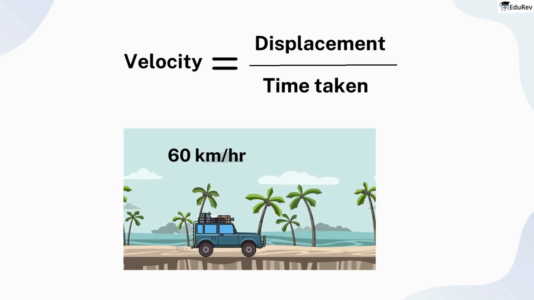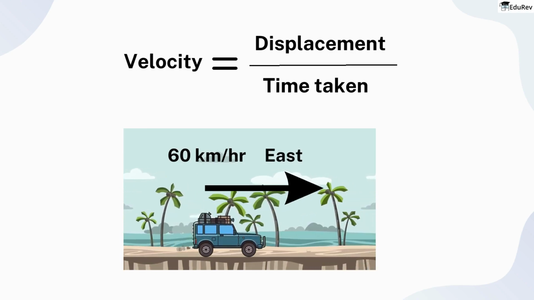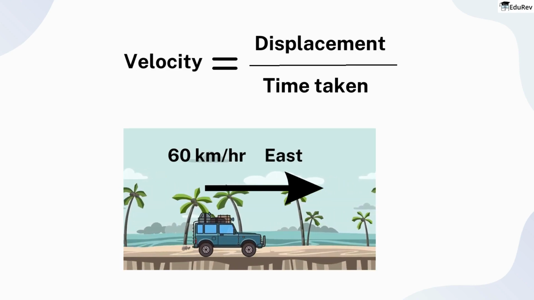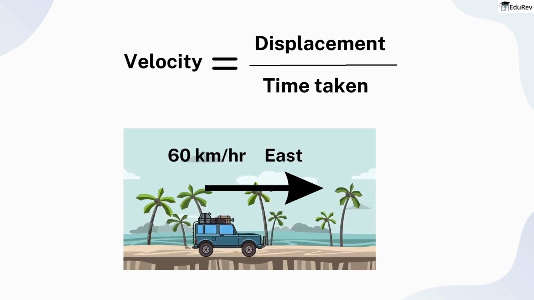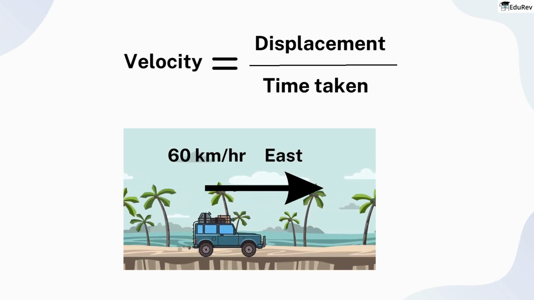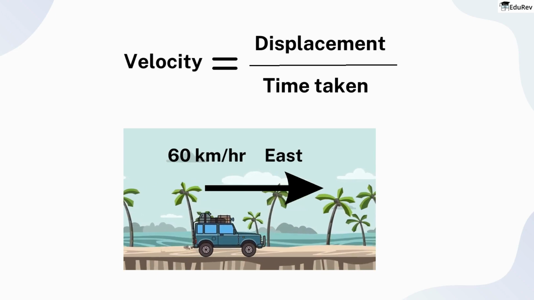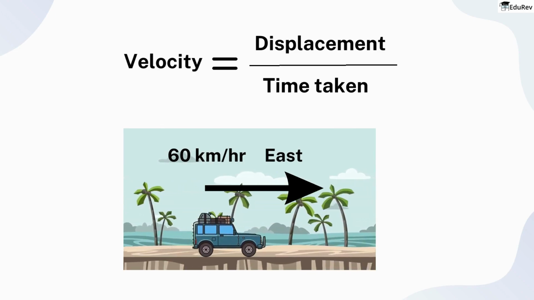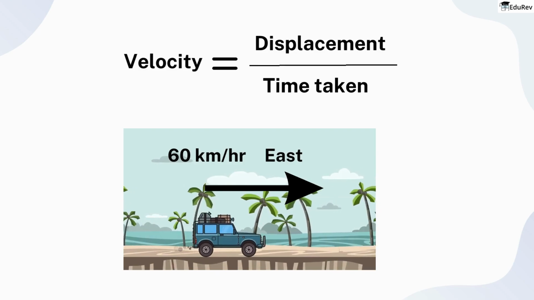Example: now, let's consider the same car traveling at a constant speed of 60 km per hour, but this time, we will also mention the direction, east. This means the car has a velocity of 60 km per hour to the east. By specifying the direction, we are now describing the car's velocity, not just its speed.